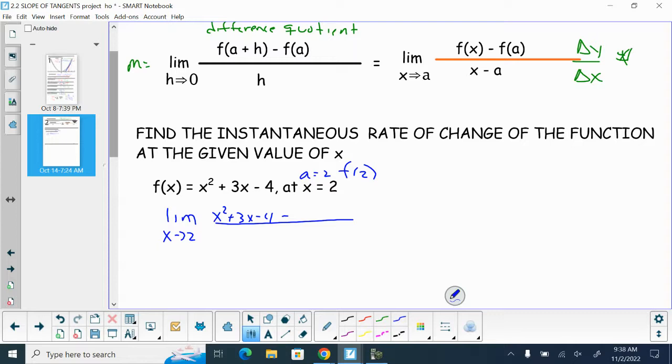We have 2 squared plus 3 times 2 minus 4. Well, if I take 2 squared, it gives me 4. I'm subtracting 4 at the end. So those two cancel out, so I just have a value of 6, over x minus 2.